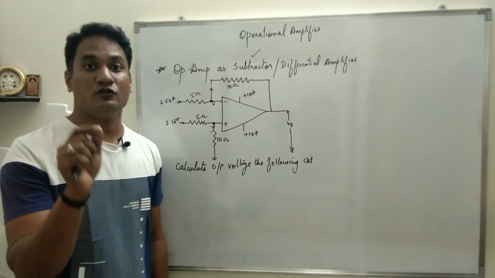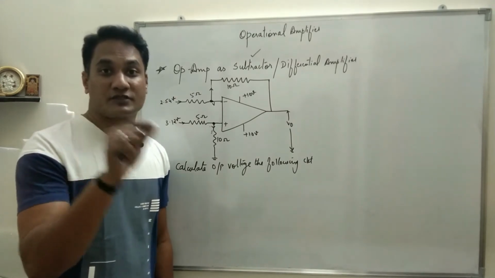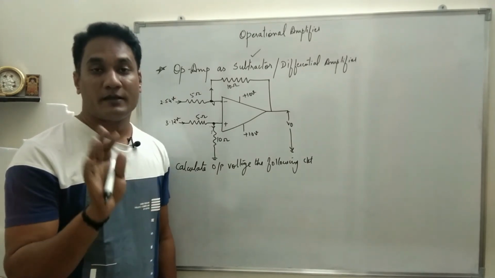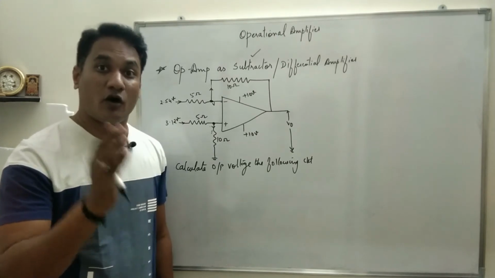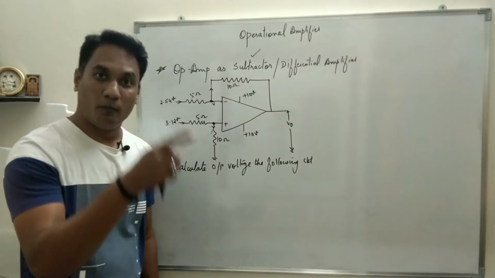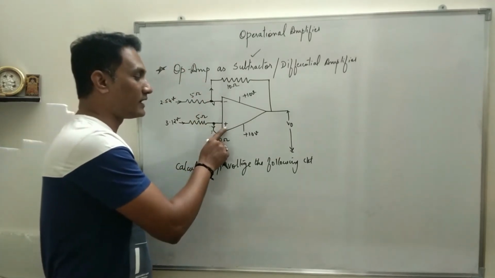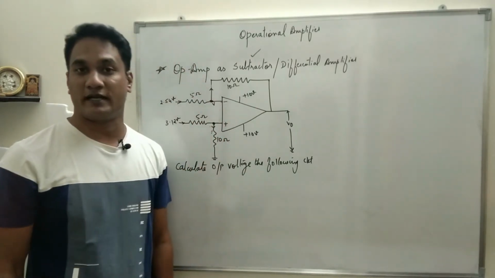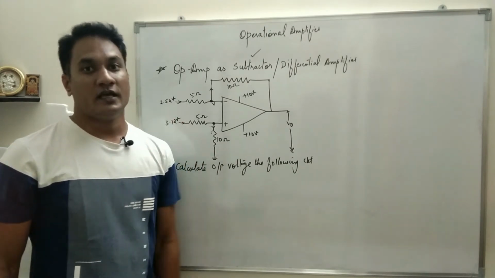So whenever you use op amp in subtraction mode, op amp as subtractor, the difference will always be non-inverting minus the inverting, V2 minus V1. V2 is the potential applied at non-inverting, V1 is the potential applied at inverting. This has to be remembered always.